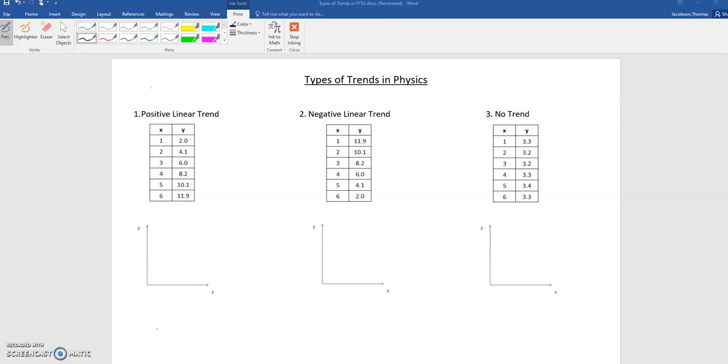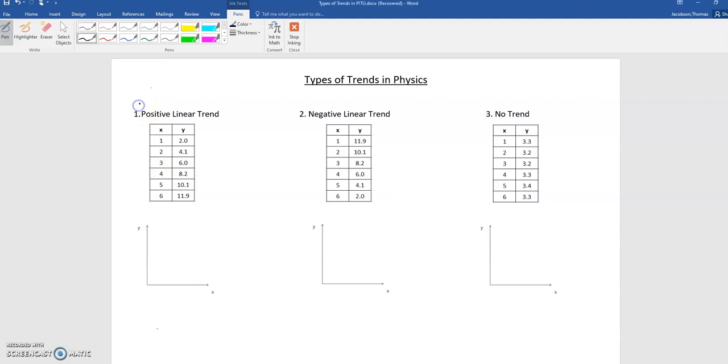Hi class, today we're going to learn about trends in physics. These trends are going to look very similar to lines you have probably learned about in junior high. When we do an experiment, we're going to be changing one variable and measuring the effect on the other. And we're going to have a relationship between those two variables. And these are the three most common types of trends that we're going to see in our class.